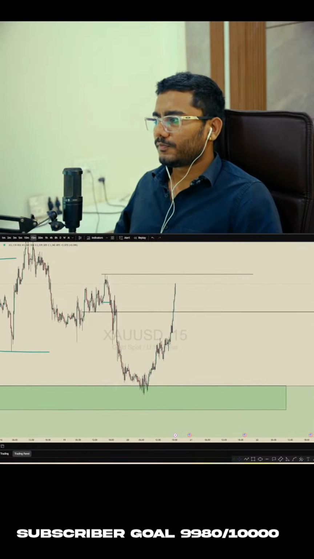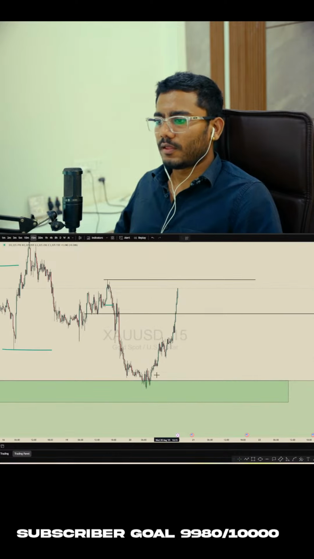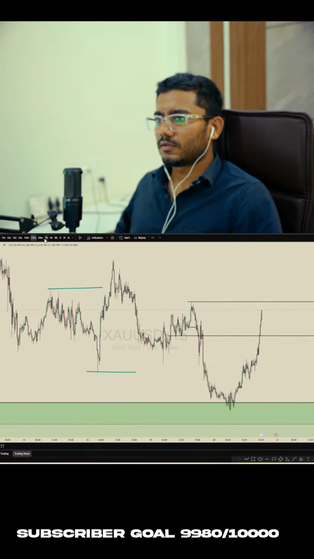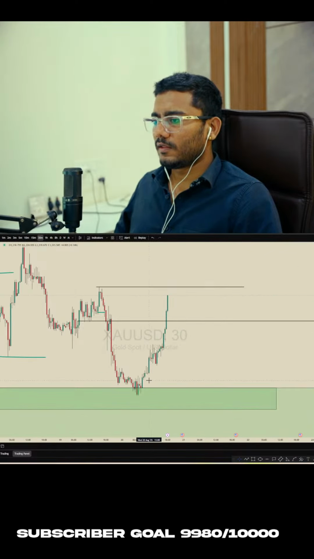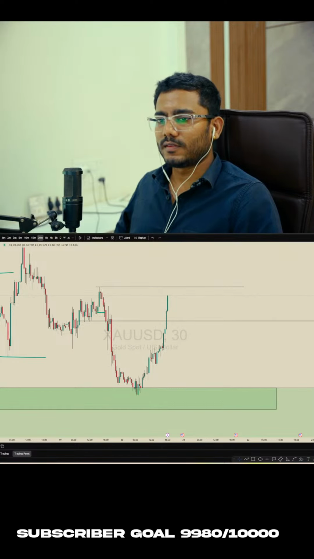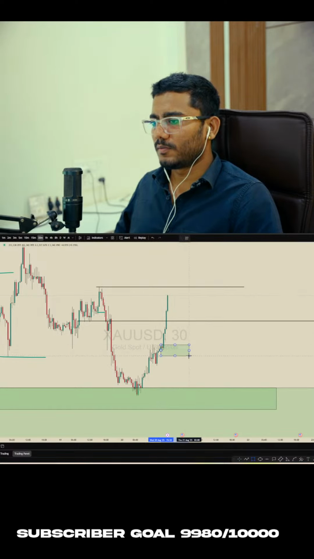So on gold, everything here, everything is liquidity. We don't have any clear structure. If you look at this, there is no imbalance, nothing. There is no liquidity sweep. Only there is this 30-minute candle which took out the previous liquidity.